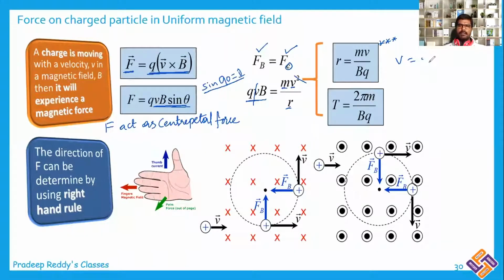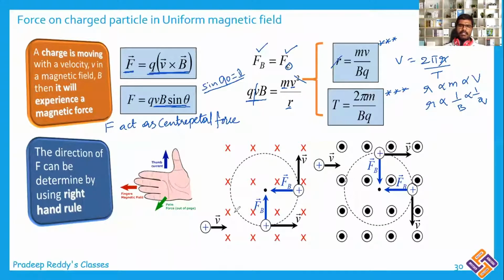You can write v, the velocity of the charged particle, as 2 pi r divided by capital T. And this r and r on both sides get cancelled. As a result, you can write the time period T equal to 2 pi m divided by qB. So you can remember that the radius of the charged particle's path is directly proportional to mass and directly proportional to the velocity of the particle, and inversely proportional to the magnetic field and inversely proportional to the charge of the particle.